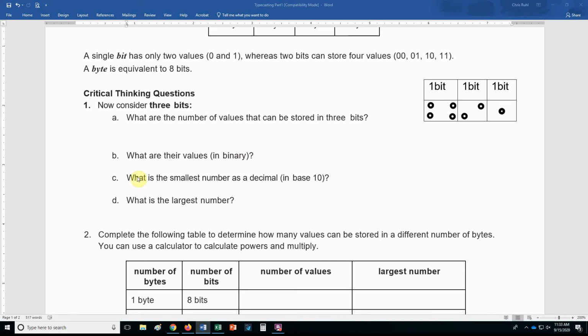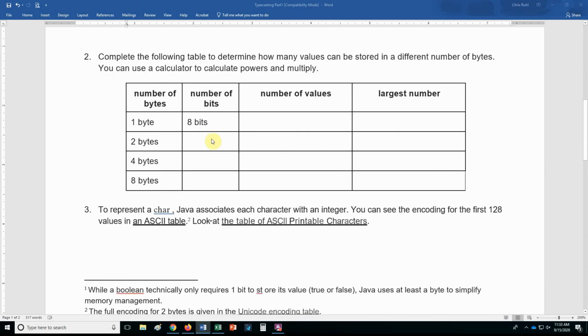These questions in part 1 are all related to using 3 bits. So you can answer those. Now, down here on this table, 1 byte is 8 bits. 2 bytes would be twice that, or 16 bits. 4 bytes would be 4 times 8, 32 bits. And then 8 bytes would be 8 times 8, which would be 64 bits. So 8, 16, 32, 64.